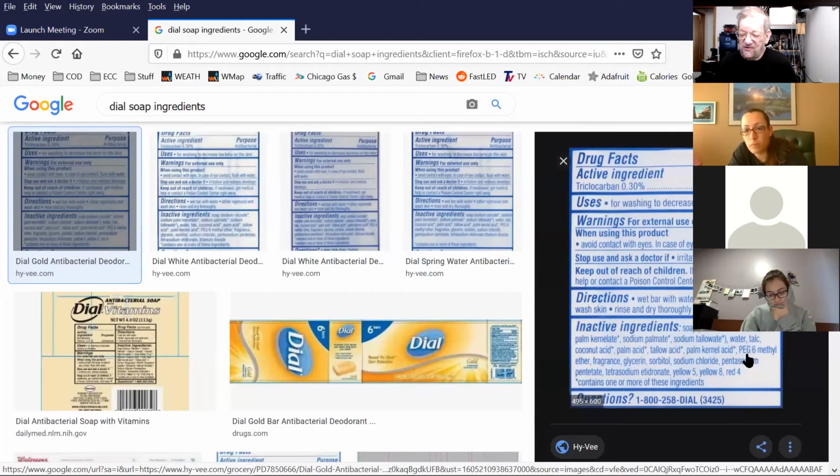Now, see where it says PEG 6 methyl ether? Everybody see that? That's methanol ethoxylated with 6 moles of ethylene oxide. You know that reaction. You did that for test 2. And why did they put that in there? Well, that helps keep the fragrance and a dye in the bar mixed together. And notice you have a fragrance, there's some glycerin. Sorbitol, I have no idea.